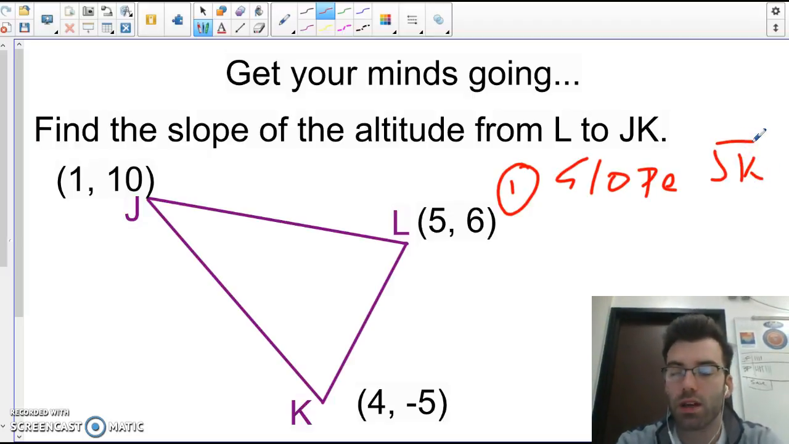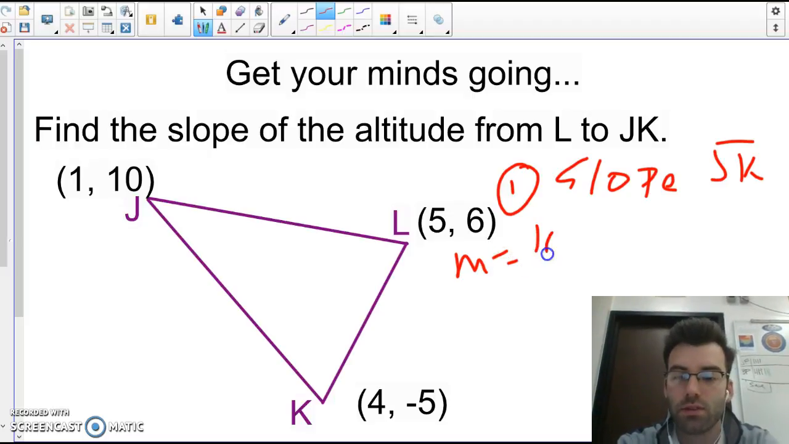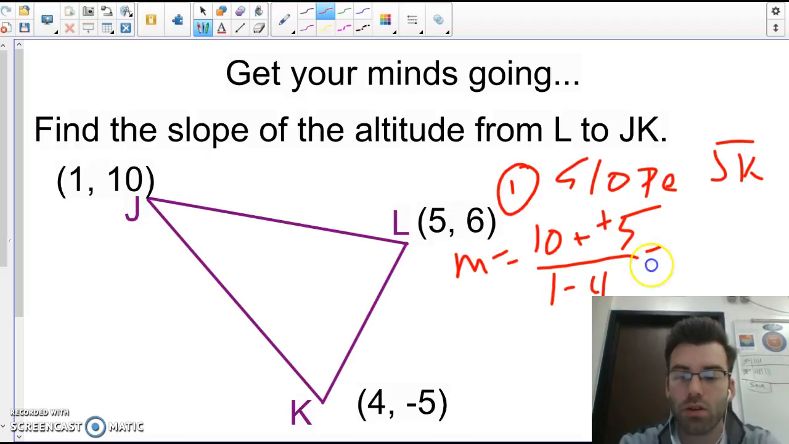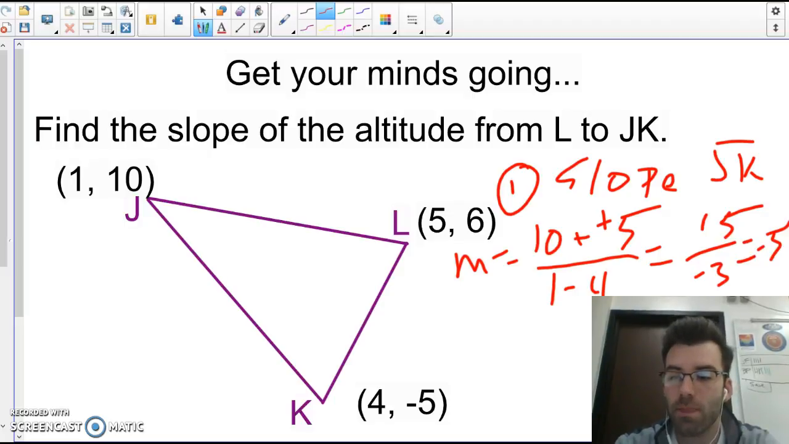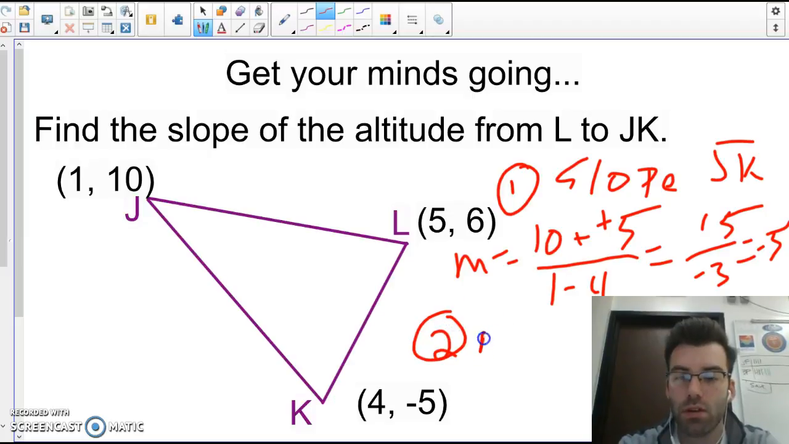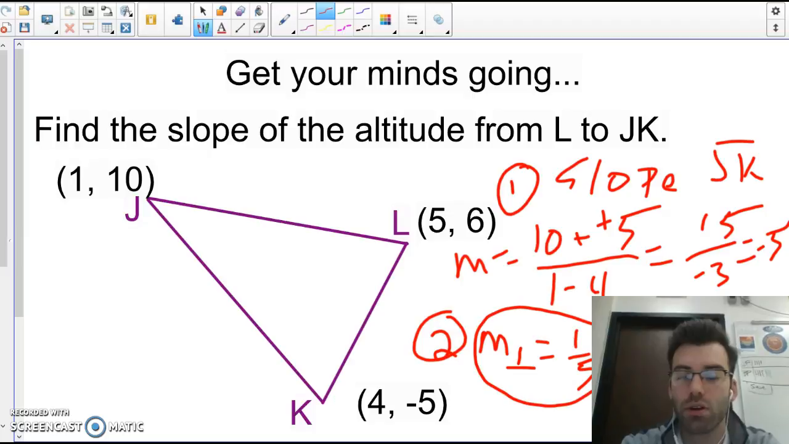So to find the slope of JK, we use our Martini table. Equals 10 minus -5. Remember, when you subtract a negative, you add. All right. And then 1 minus 4. So 10 plus 5, that gives me 15. 1 minus 4 gives me -3. So my slope is -5. All right. Step 2 was to take the opposite reciprocal of -5. The opposite reciprocal of -5, our perpendicular slope, should be +1 over 5. So that is the slope of our altitude.